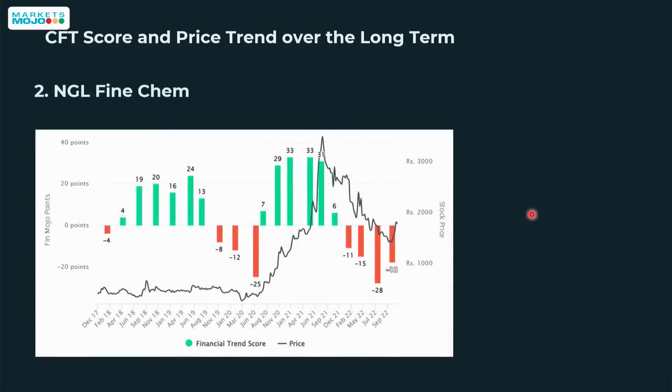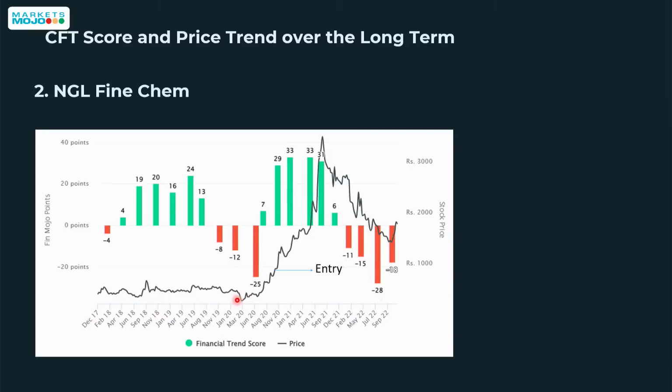Let's look at another example of how we used it. Now if you look at this chart, look at the price and look at the CFT score, perfect correlation. As the CFT score started improving, the price moves upwards. As the CFT score deteriorated, the price also fell down. But now we've used this trend to actually identify our entry and exit points as well.